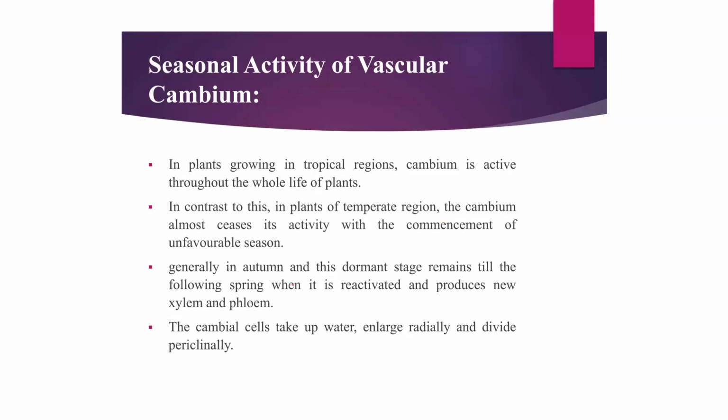So generally in autumn they are in this dormant stage, which remains till the following spring. So when it is reactivated, it produces the new xylem and phloem. So during the unfavorable conditions, this cambium becomes inactive. It stops its activity, and during the favorable conditions, it becomes reactivated and produces the new xylem and phloem. So these cambial cells take up water, enlarge radially and divide periclinally.